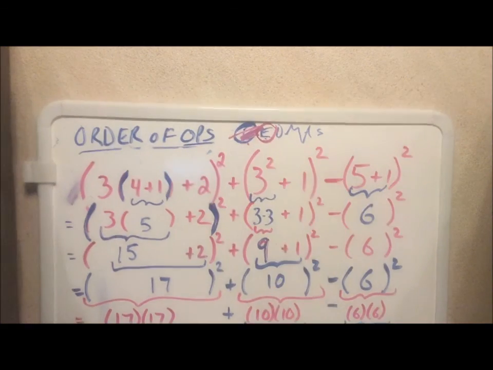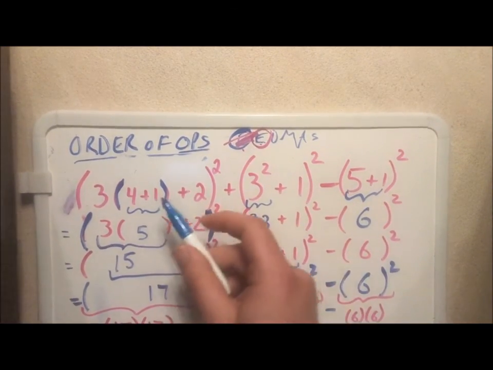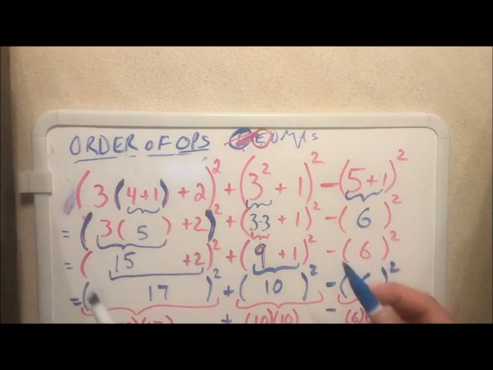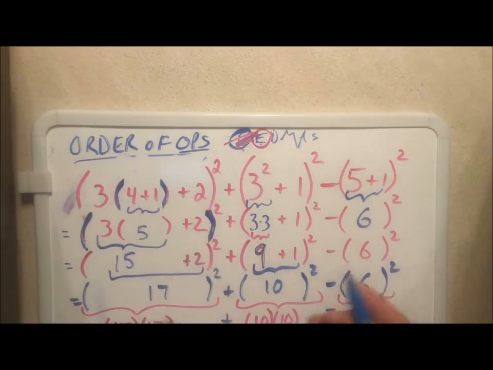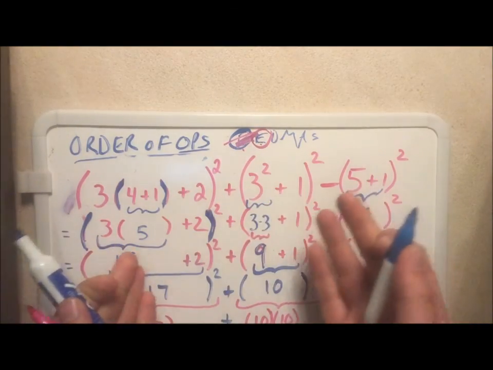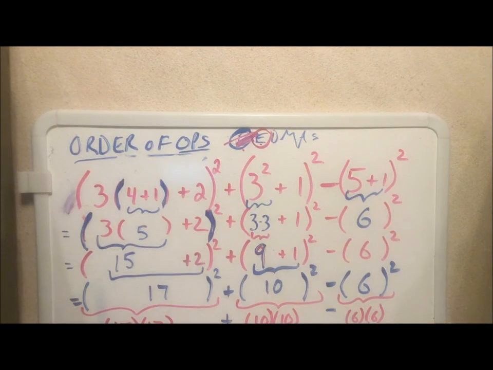So this is a crazy example of order of operations where you have brackets inside of brackets and exponents inside of exponents. The main rule, when you see that, you start with the innermost bracket first. That's all there is to it.